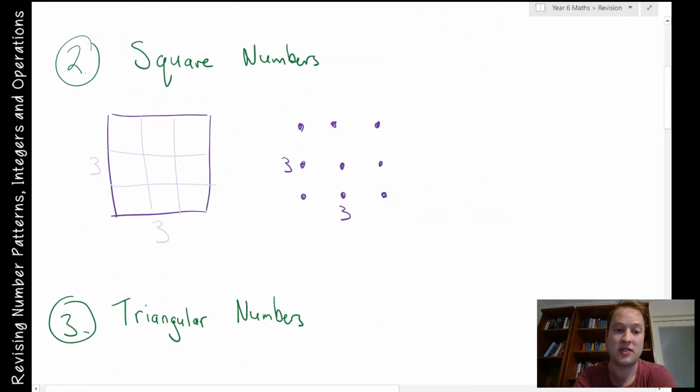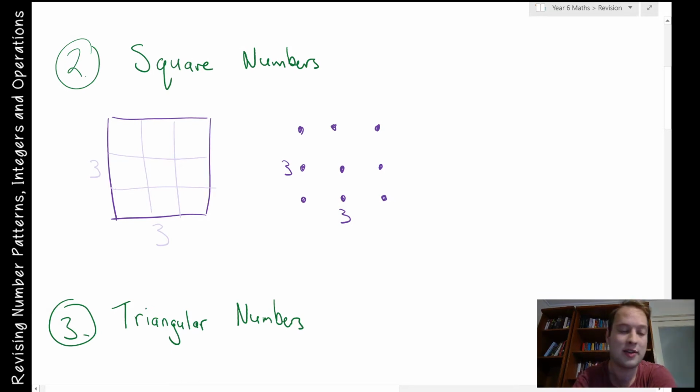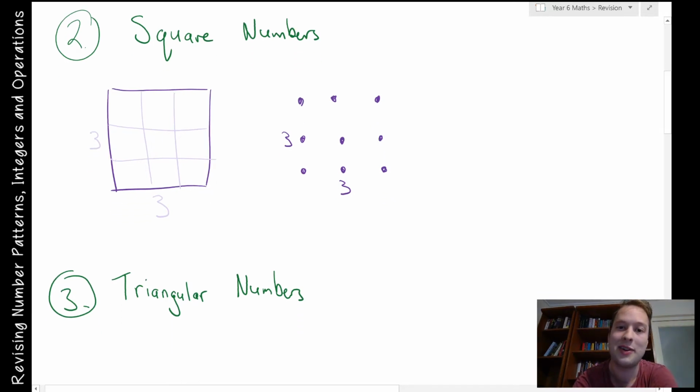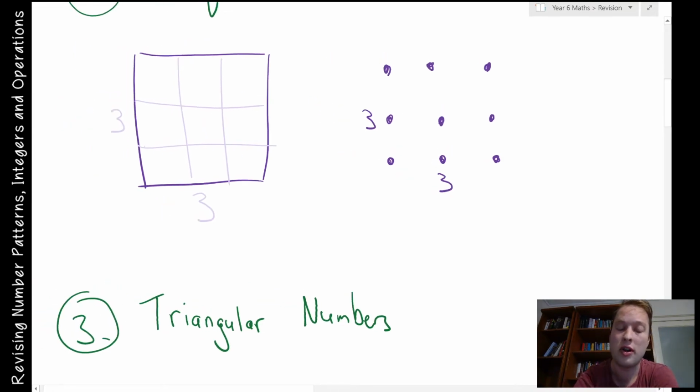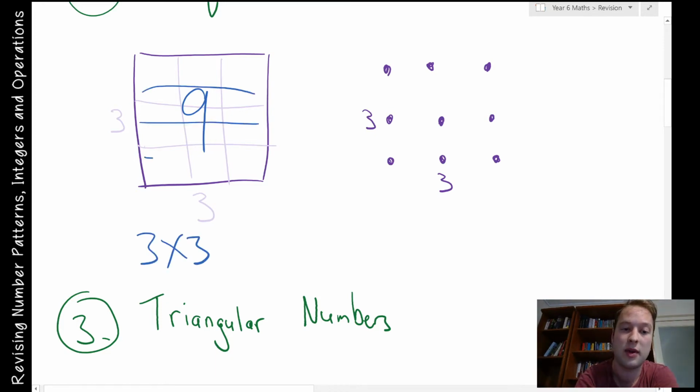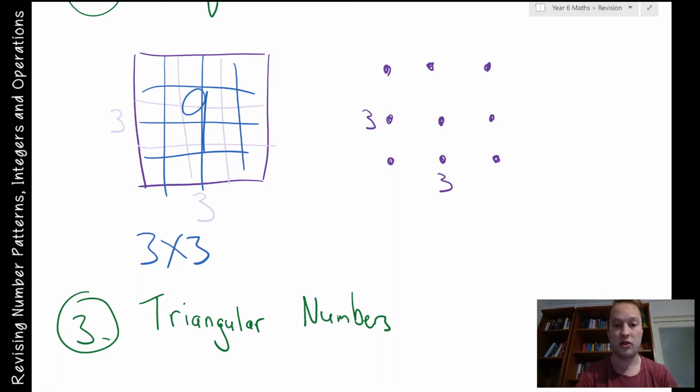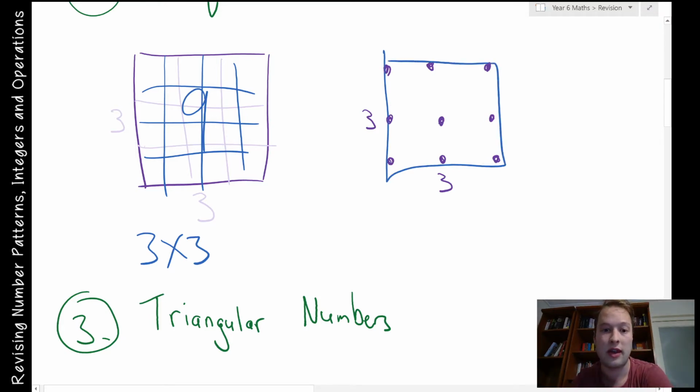Square numbers. Square numbers, funny or not, look like a square when you draw them. Right here I've drawn the square number 9 because I've got 3 times 3. I've gone 3 this way and then 3 this way. So 3 times 3 equals 9. So 9 is a square number because if I did it visually, it looks like a square. I've done it in dots here.